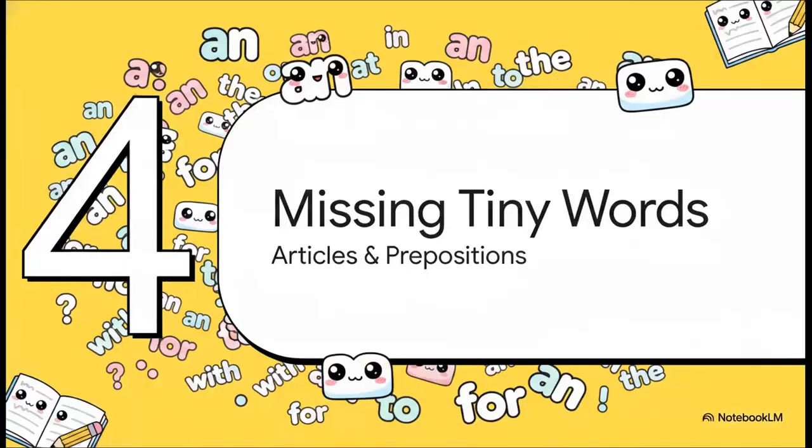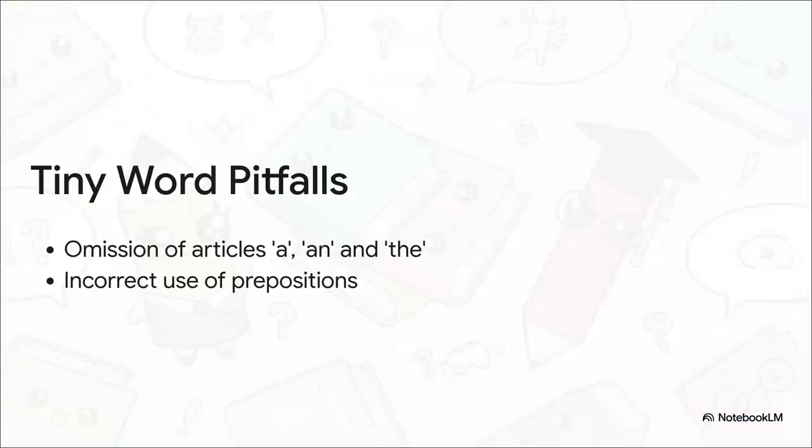Okay, on to our final group. Section 4, missing articles and prepositions. These are the tiny words that matter. So the crucial point is, because these words are physically so small on the page, they are incredibly easy to overlook when your brain is rushing ahead to finish a long comprehension answer or the final paragraph of your essay. Error number 6 is the omission of articles, and error number 7 is the incorrect use of prepositions.